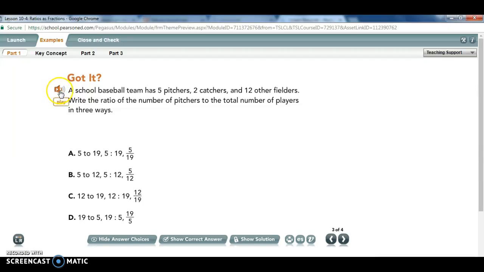Here's our first got it problem. A school baseball team has 5 pitchers, 2 catchers, and 12 other fielders. Write the ratio of the number of pitchers to the total number of players in 3 ways. Our correct answer is A, 5 to 19 written with the word to, 5:19 written with a colon, and 5 over 19 written as a fraction. Knowing that 19 is the total number of players, you just had to add up 5 plus 2 plus 12.